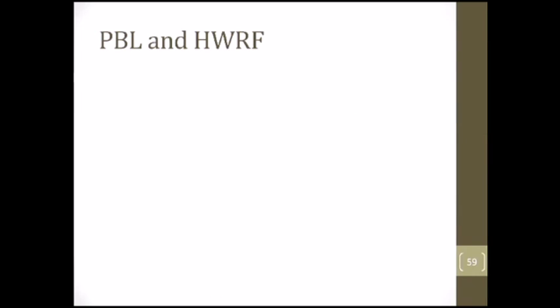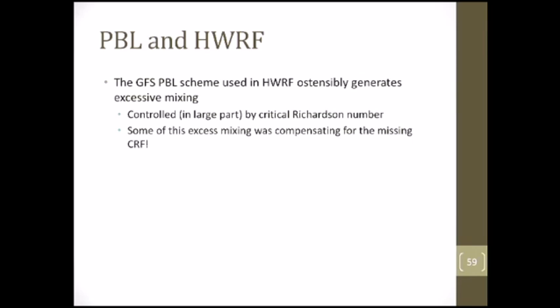Okay, so let me summarize this. The GFS PBL scheme ostensibly, and I use ostensibly, that's a nice word, that's a GRE word, so you may have encountered it on the GRE exam. Ostensibly means that I think that the reason is that the mixing produced by the GFS scheme is too much. There's limited observations of the hurricane boundary layer, but the observations that I've been able to look at tell me that the mixing in the GFS scheme is way too much, okay?